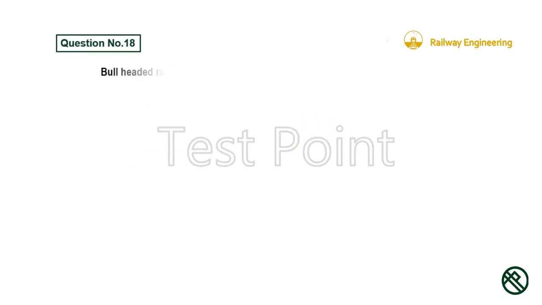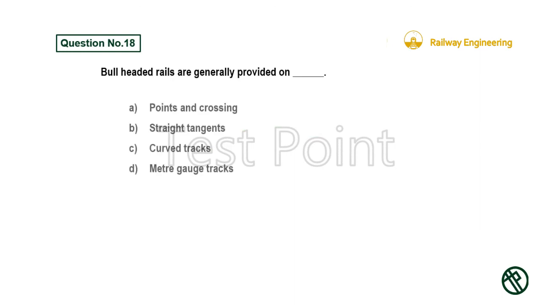Question number 18. Bull-headed rails are generally provided on: option A, points and crossing. Option B, straight tangents. Option C, curved tracks. Option D, meter gauge tracks. Answer is option A, points and crossing.